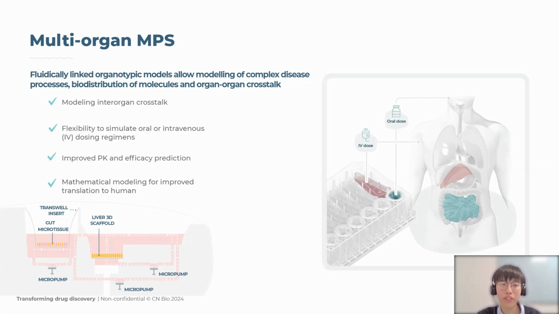So a gut model could fit into the transwell compartment within the multi-organ plate, which is in turn linked with the liver culture. By modeling the gut-liver axis, it introduces the flexibility of the model to simulate both oral or intravenous dosing in humans, which I'll go through in more detail later. With the help of the fluidic flow, they also introduce a potential for an improved PK and efficacy prediction, and also have the option to be used in conjunction with mathematical modeling for an improved translation to human.